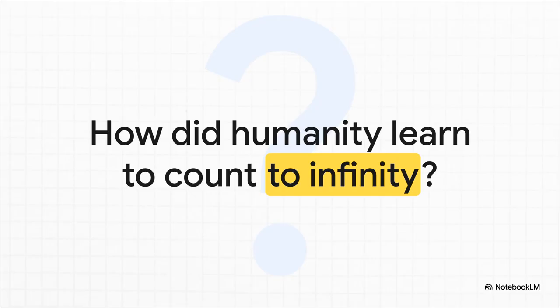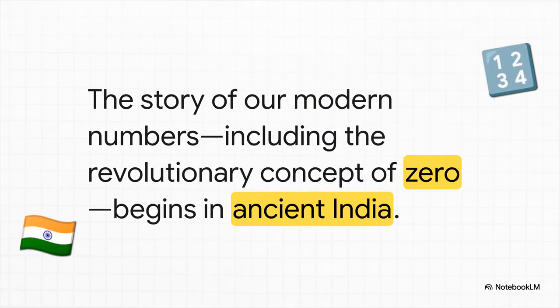It's a huge idea, right? And the answer? Well, it starts with something we use every single day: our numbers. Have you ever really stopped and thought about where our numbers, 1, 2, 3, actually came from? Well, it turns out the story of our modern numbers, and yeah, that includes the revolutionary concept of zero, it all begins in ancient India.